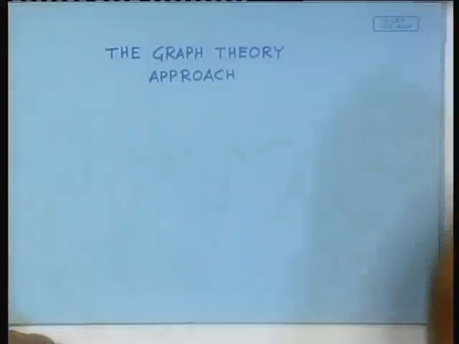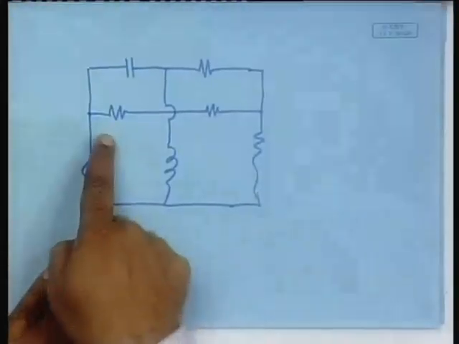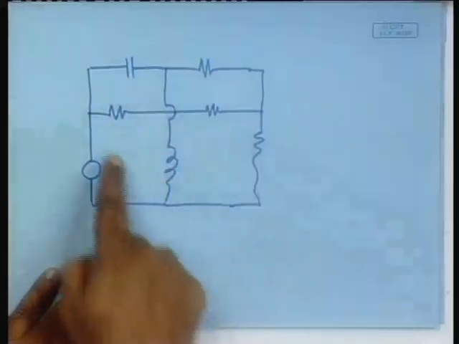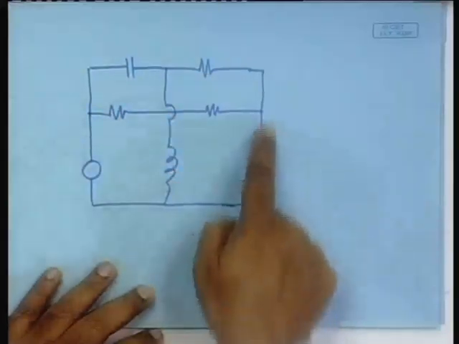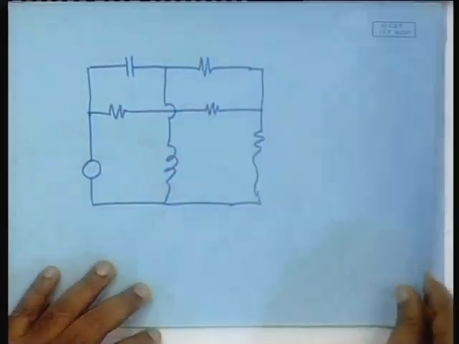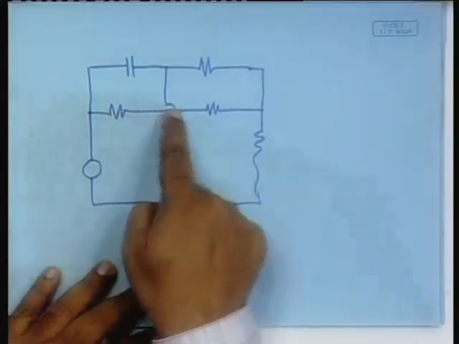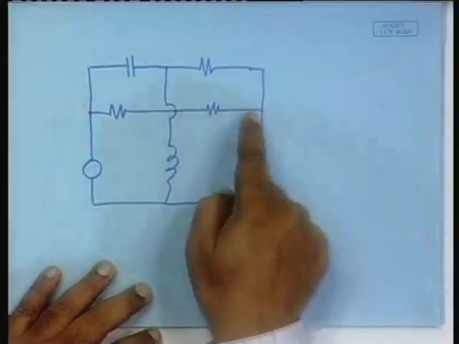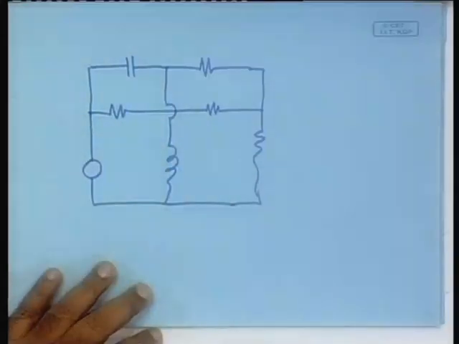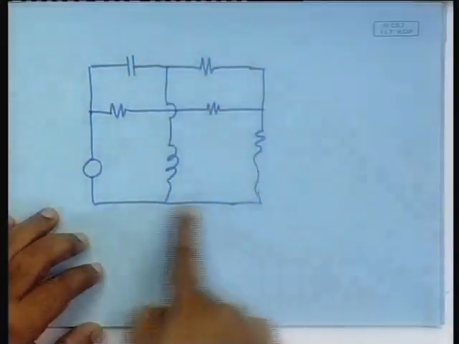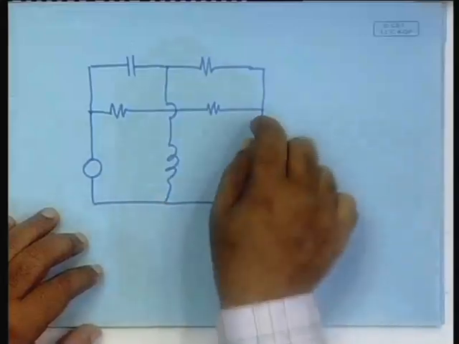Now, in this approach, whenever you have a circuit consisting of inductances, capacitances, resistances, all these are represented simply by branches. So, this will represent a branch, this will represent a branch, this will represent a branch, and so on and so forth. Okay. So, all these are represented by branches, and the branches are connected through nodes.